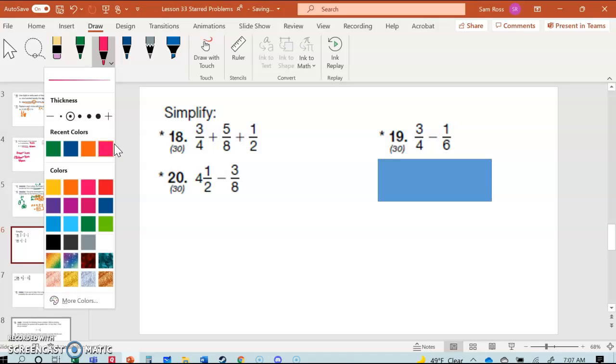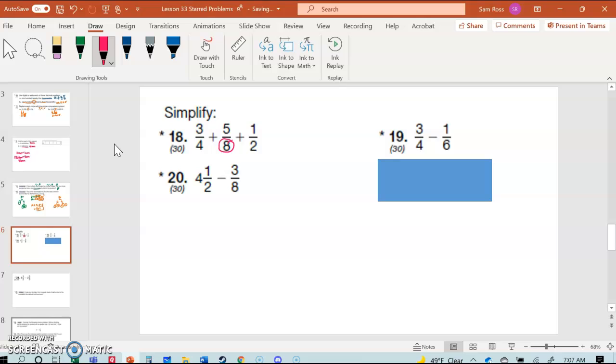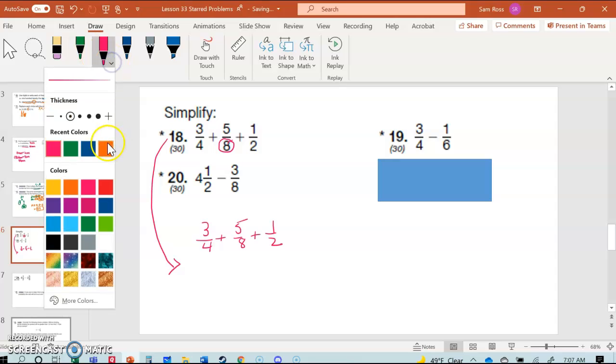Okay, let's go ahead and do 18. We need a common denominator, and I'm going to choose 8 because both 4 and 2 go into 8. So let me bring this down. I'll write the original problem. And then I need to find common denominators.